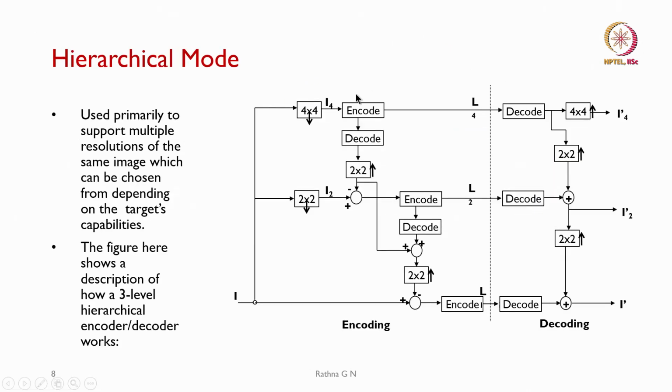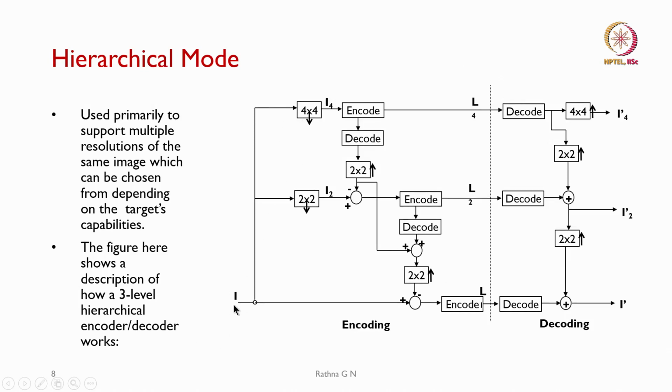The other mode is the hierarchical mode that you have to incorporate. This is used primarily to support multiple resolutions of the same image, which can be chosen from depending on the target's capabilities. The figure shows a description of how a 3-level hierarchical encoder or decoder is going to work. So, what is it?